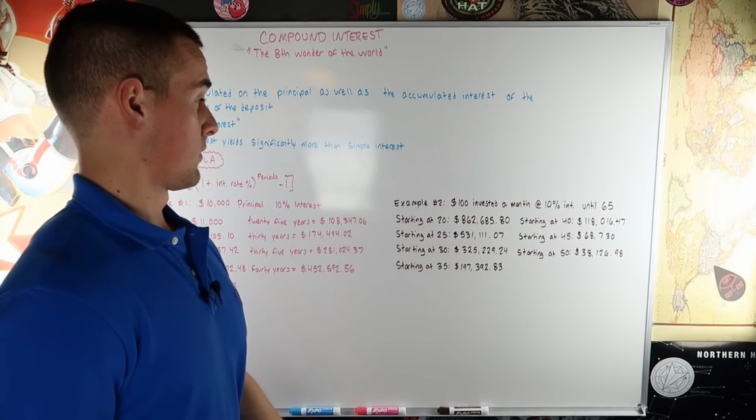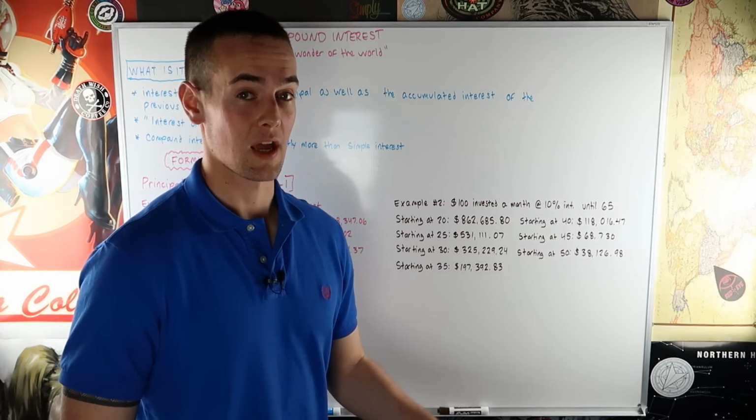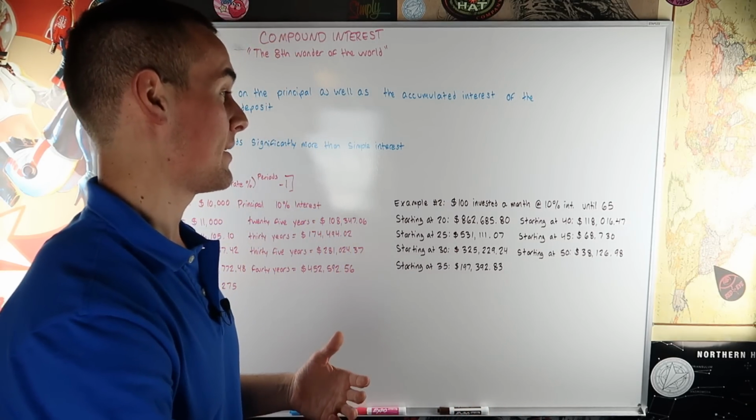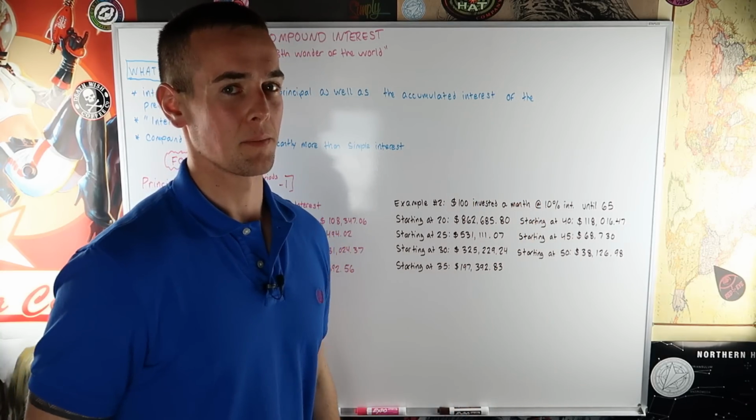35 years old, you get started investing $100 a month until you're 65, you're gonna have just under $200,000. In the grand scheme of things, looks like a lot of money, but if you're trying to retire, that's not a lot of money, guys.